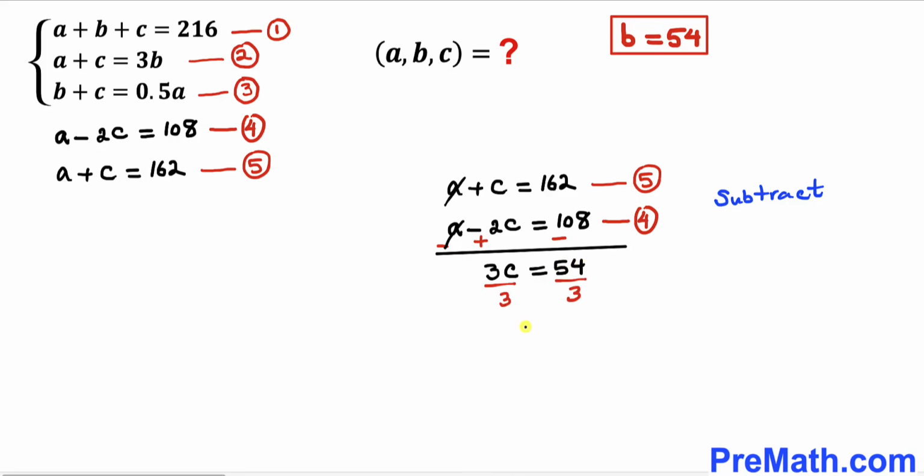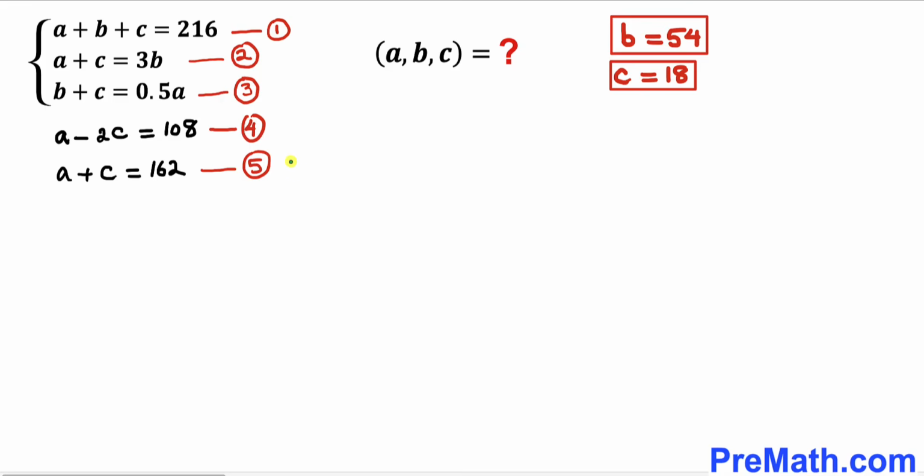Now we are going to divide both sides by 3 to isolate c. This 3 and 3 is gone. Therefore, our c value turns out to be 18. So thus our c value turns out to be 18.